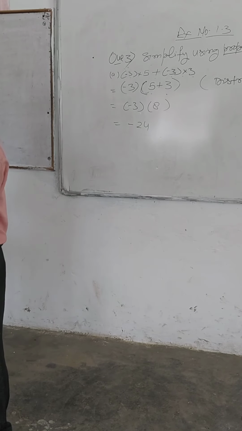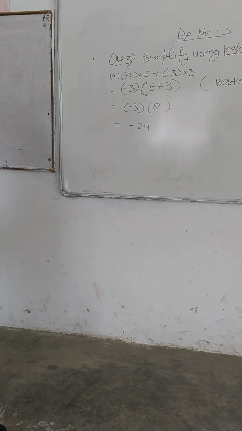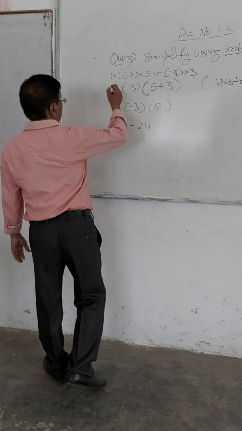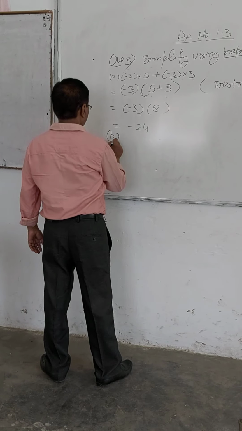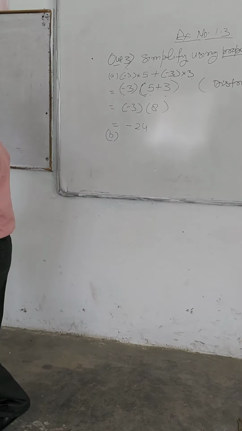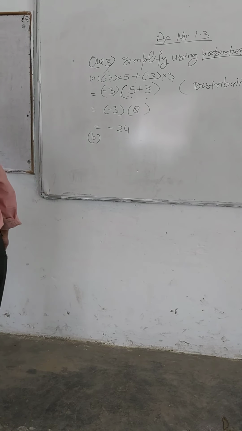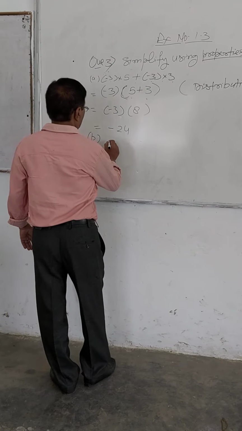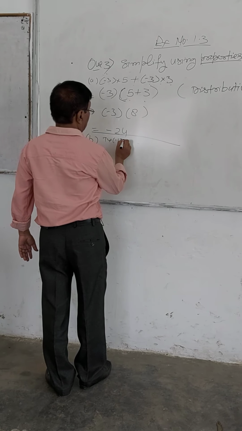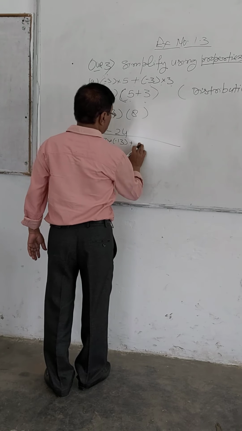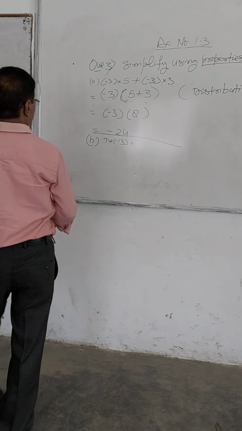So this way, by using the different properties, you can solve. Take one more example. Question number B. 7 into minus 13 plus 7 into minus 10.